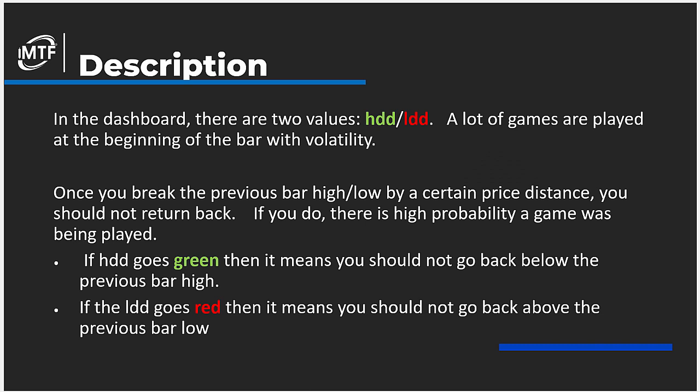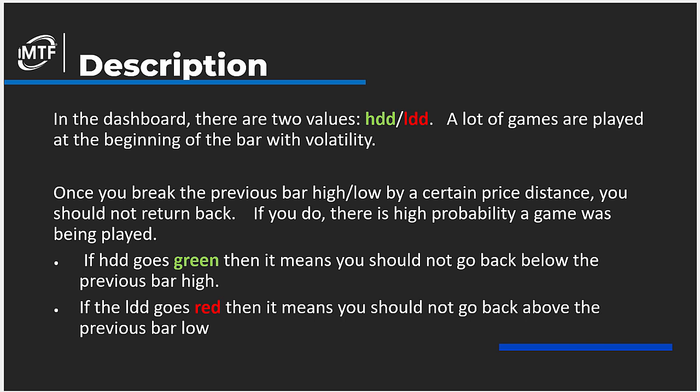This is another one. The HDD and LDD values were created because there's a lot of games being played in the market to take your money. In the dashboard, which is typically at the bottom right-hand corner, there are two values, HDD and LDD. H stands for high drawdown, L stands for low drawdown. A lot of games are being played at the beginning of the bar with volatility. Once you break the previous bar high or low by a certain distance, you should not return back. If you do, there's high probabilities a game is being played.